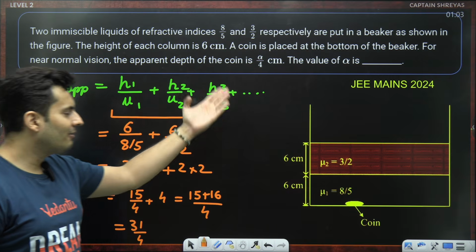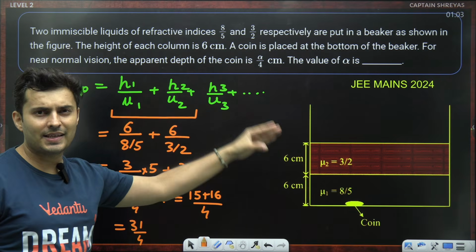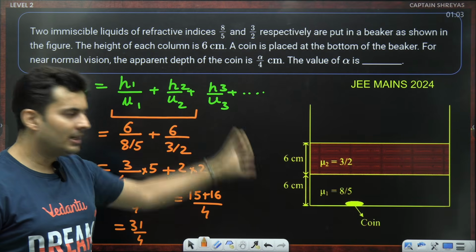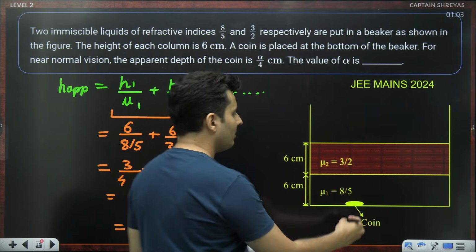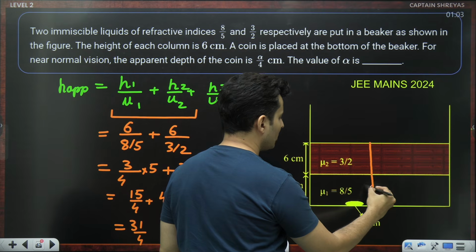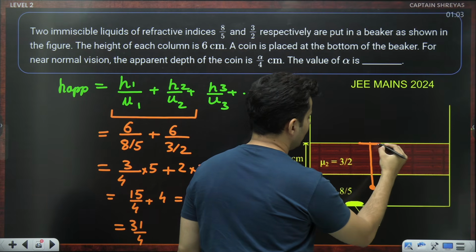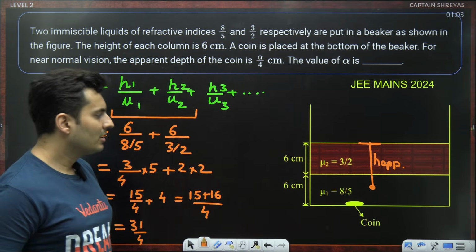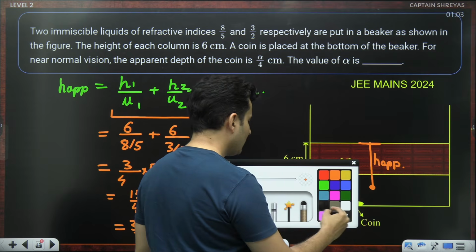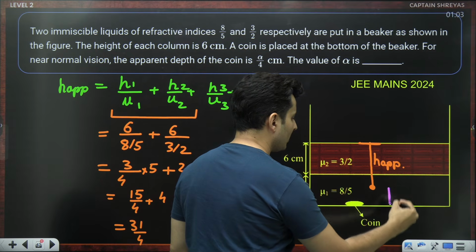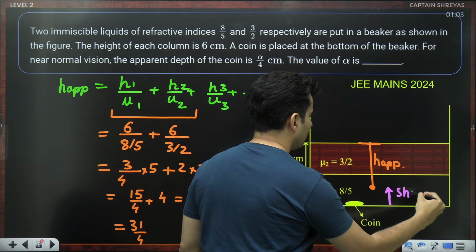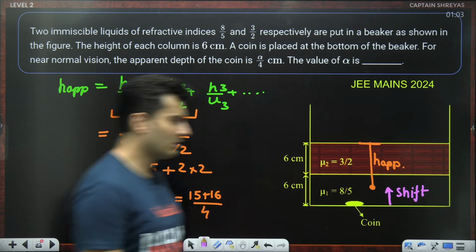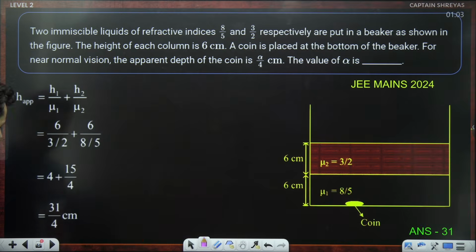So this is the formula when you have multiple layers or slabs and you want to find the net apparent depth. So always remember the apparent depth is measured from the topmost point. From the topmost layer, this is what that apparent depth will be. Okay, so there will be some shift which will be produced. That shift will be from here to here. This is the shift which will be produced. Okay, understand the difference. Perfect.